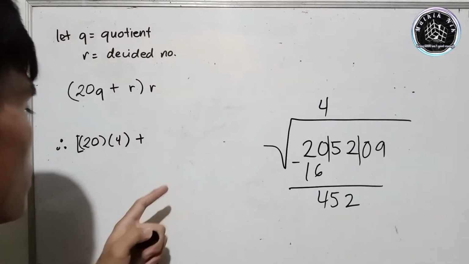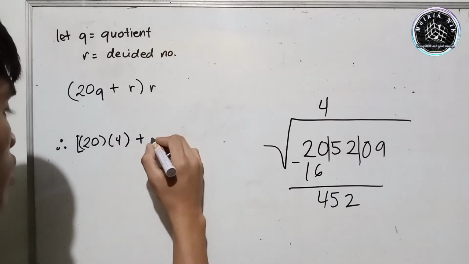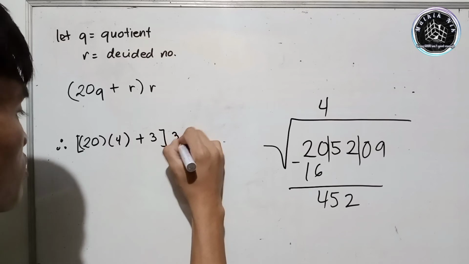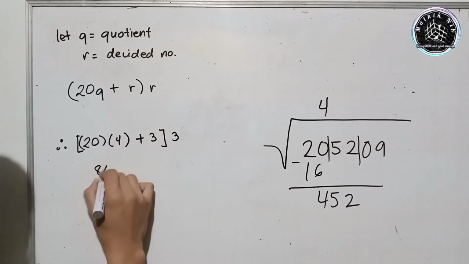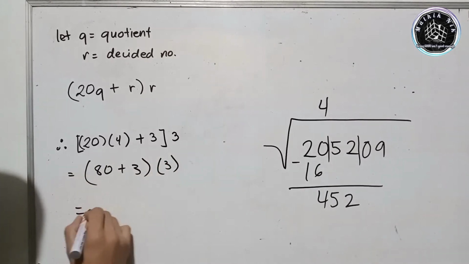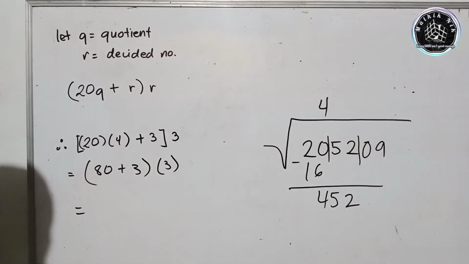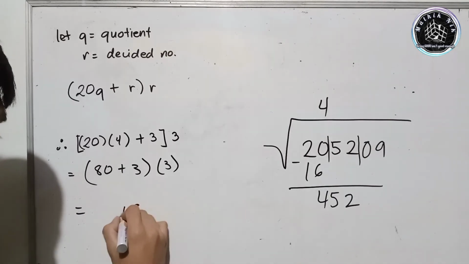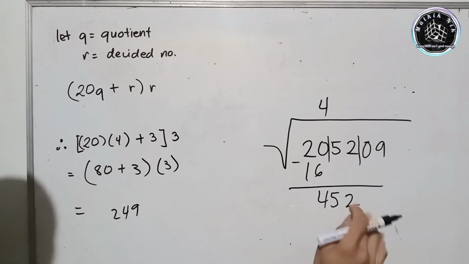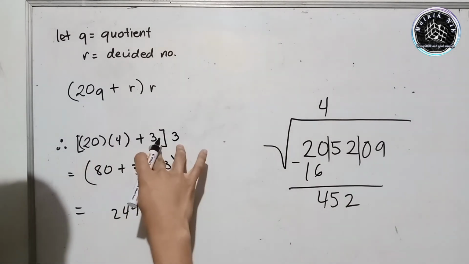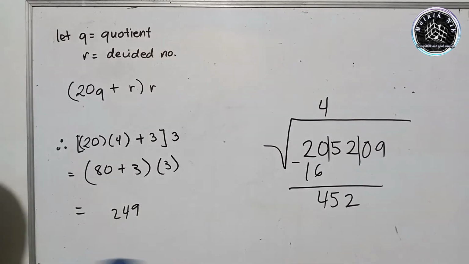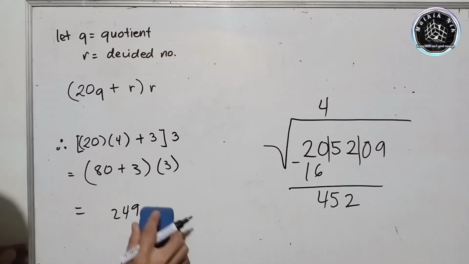So we can decide first by trial and error. Let's see when we use 3 times 3. So 20 times 4 is 80 plus 3, so 83 times 3 is 249. It is lesser than 452. But we will try a larger number than this one. Let's see another number.